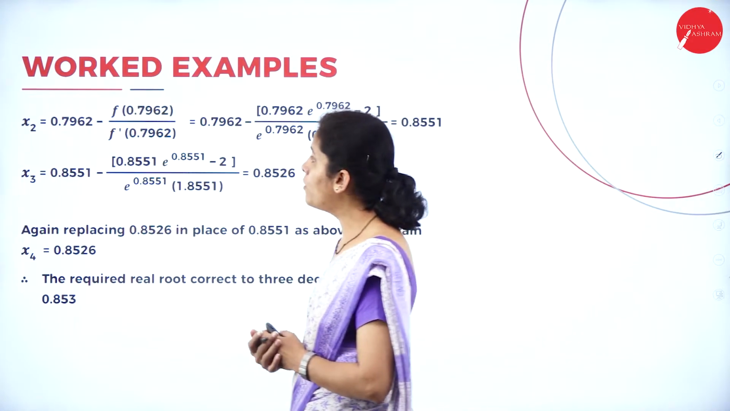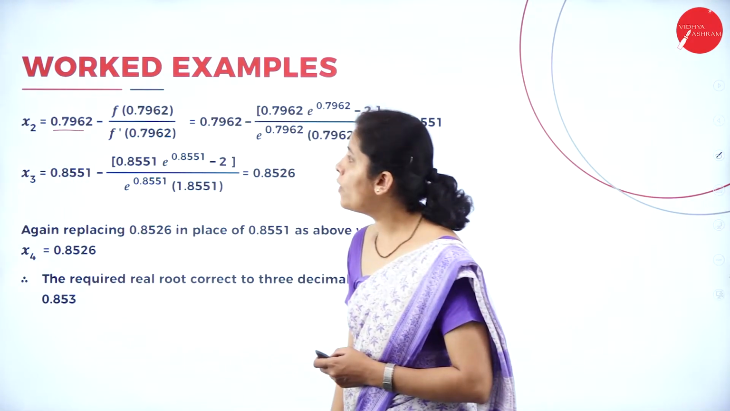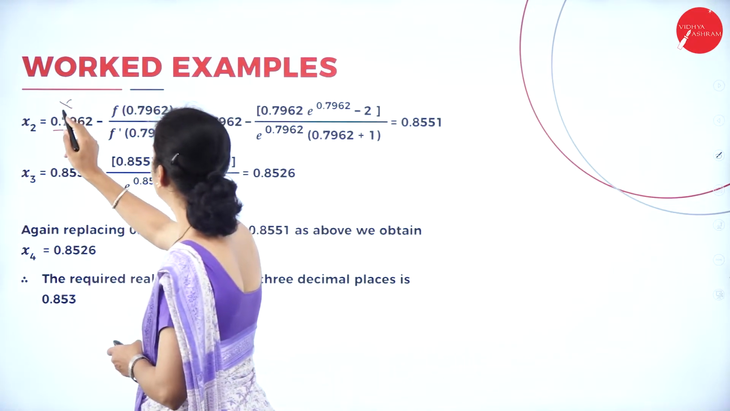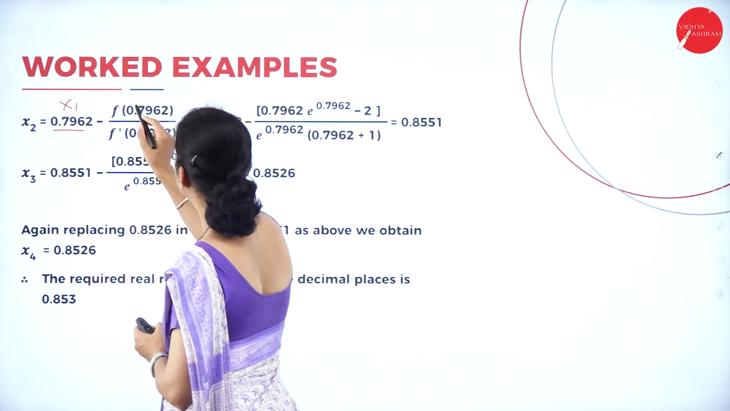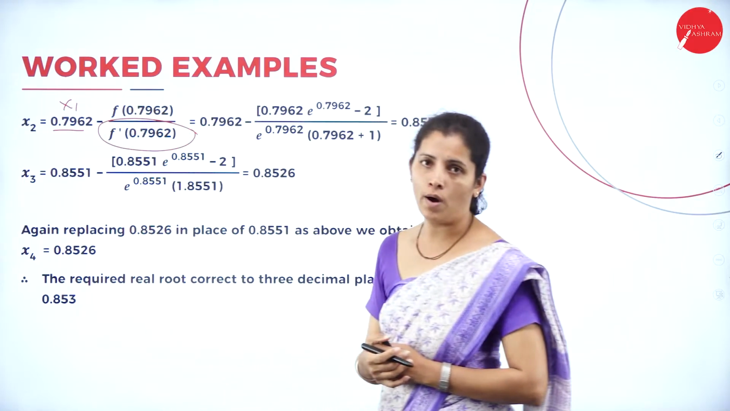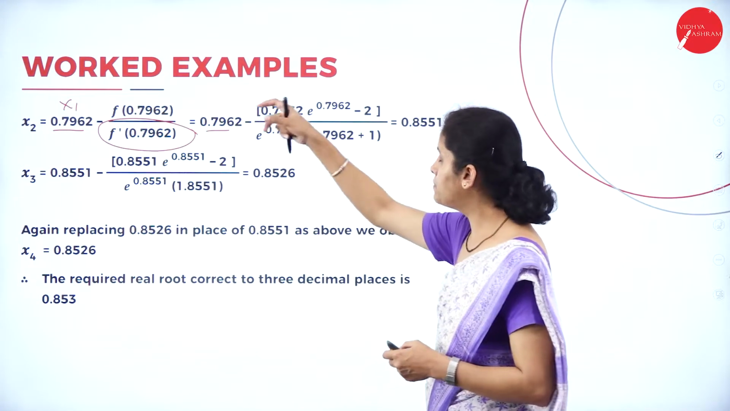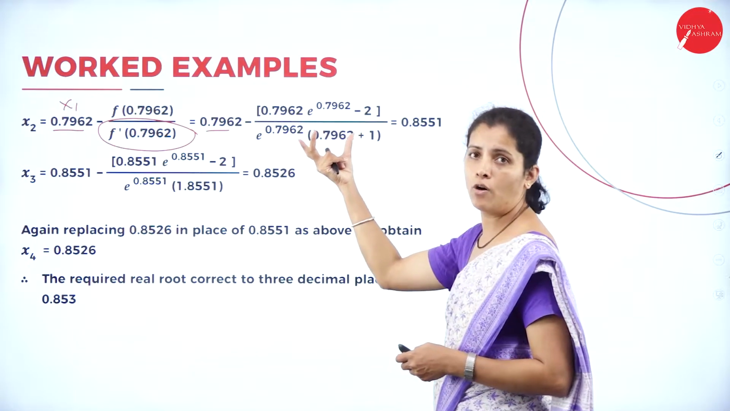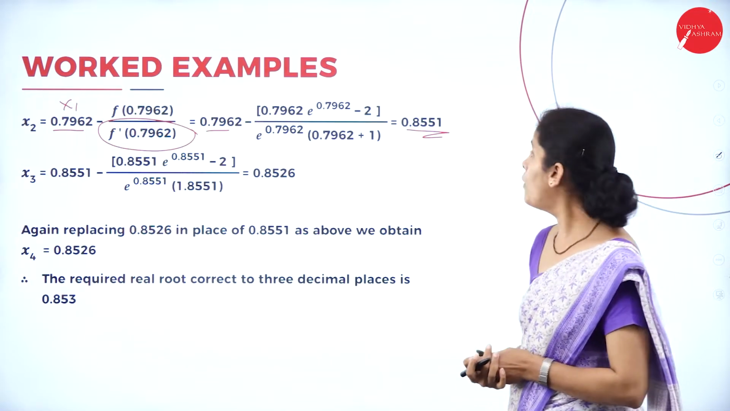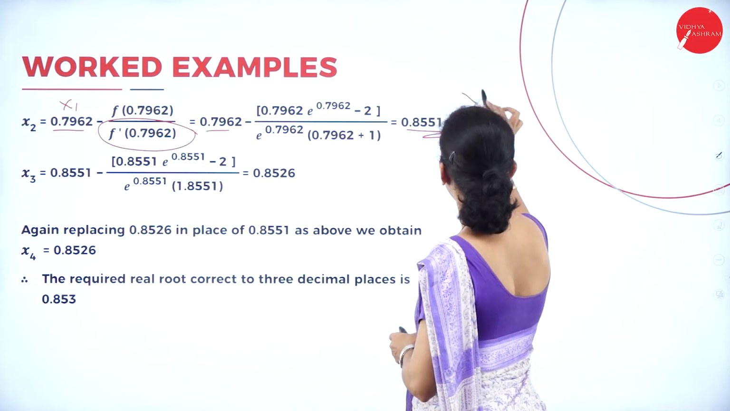See here, what is the formula for x2? 0.7962. So, this is my x1. Now, this is my f of x1 and this is my f dash of x1. And after that, when I substitute this in my formula along with the equation, I'm going to get the answer 0.8551. So, this is my x2.